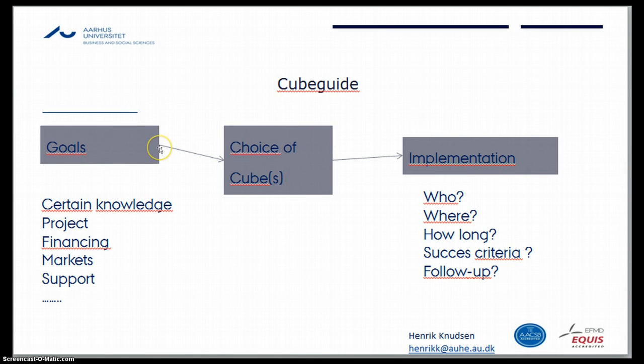So you set some goals. These are the next steps in your project, the goals you're going to get to. Choose the network types that are most relevant, and then a strategy for implementation: who, where, how long, the success criteria. And this network concept can be put into a lot of the other existing models.